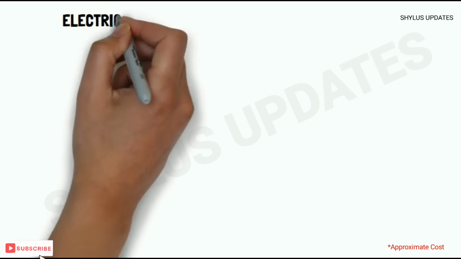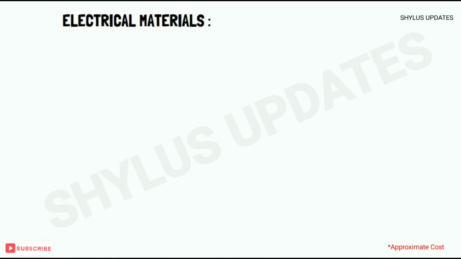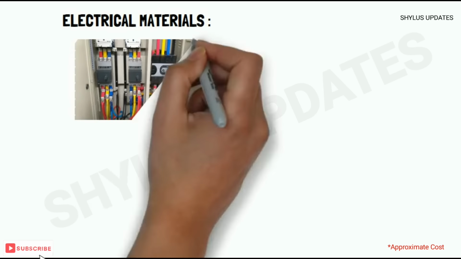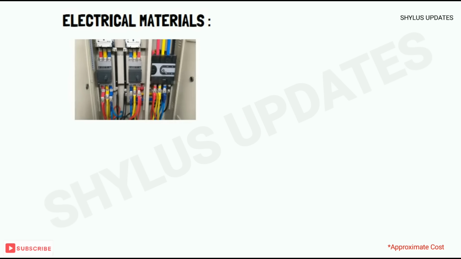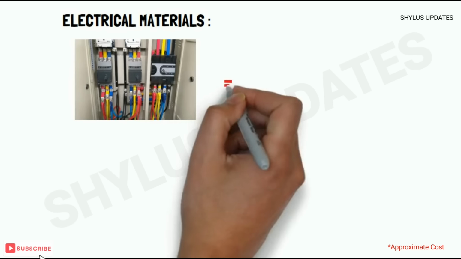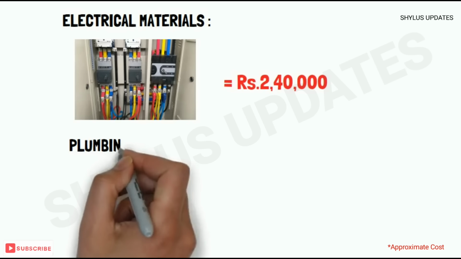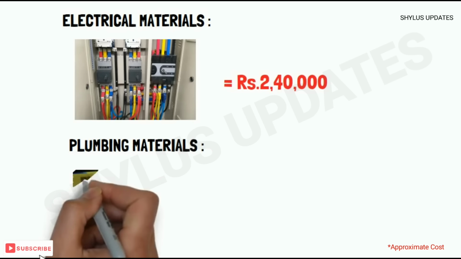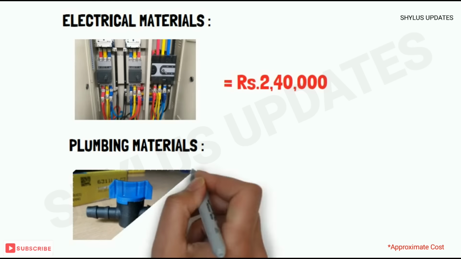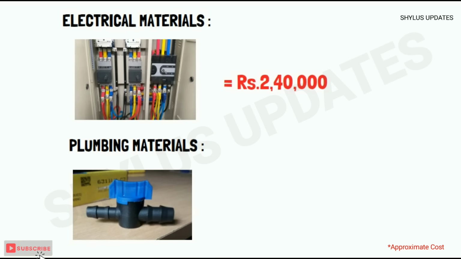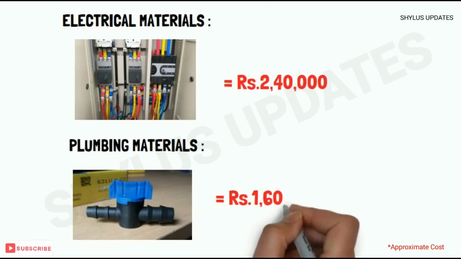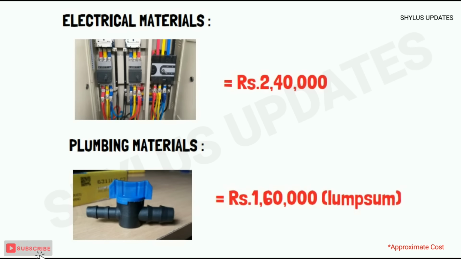Electrical materials. For a 2000 square feet house, the total amount for electrical materials would be rupees 2,40,000. Plumbing materials. For a 2000 square feet house, the total amount for plumbing materials would be rupees 1,60,000, which is a lump sum amount.